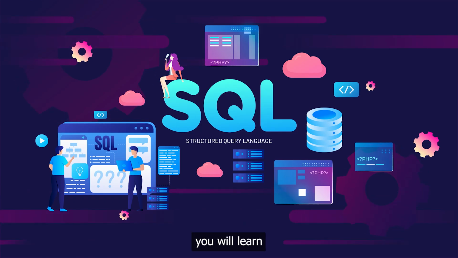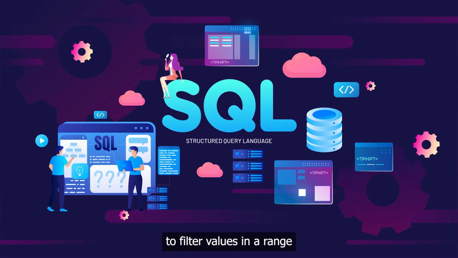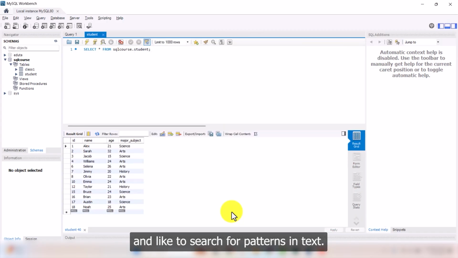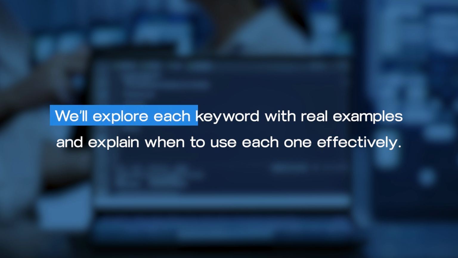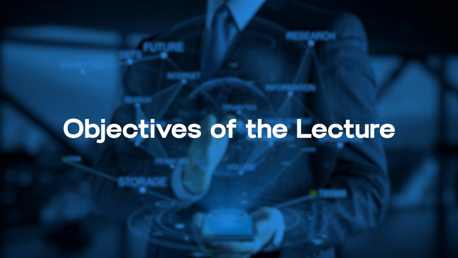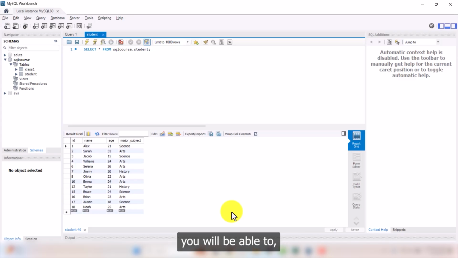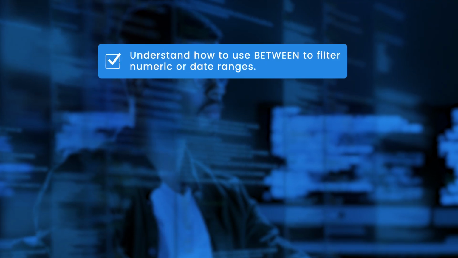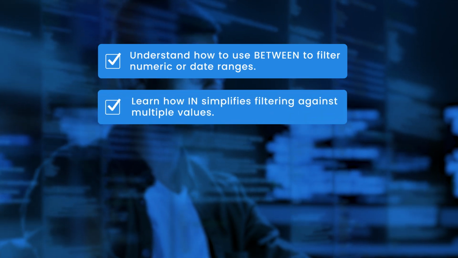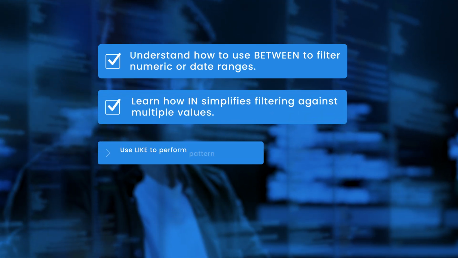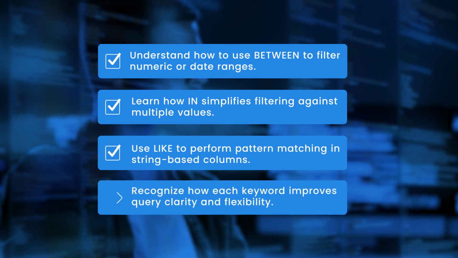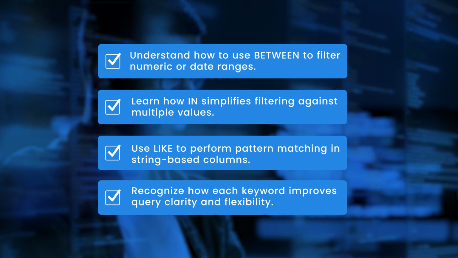In this lecture, you will learn how to use between to filter values in a range, in to match values from a list, and like to search for patterns in text. We'll explore each keyword with real examples and explain when to use each one effectively. Objectives of the lecture. By the end of this lecture, you will be able to understand how to use between to filter numeric or date ranges, learn how in simplifies filtering against multiple values, use like to perform pattern matching in string-based columns, and recognize how each keyword improves query clarity and flexibility.